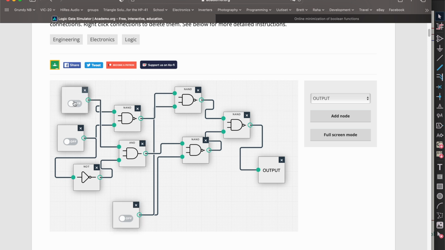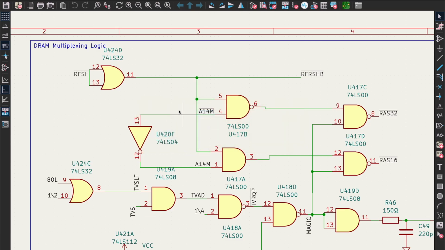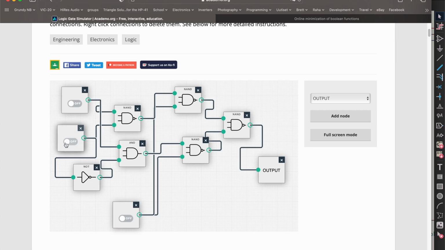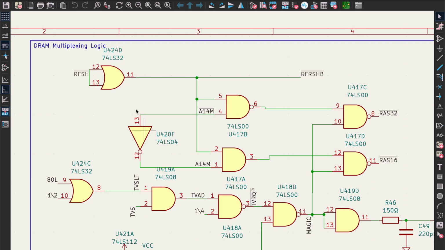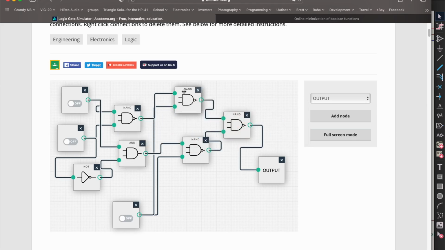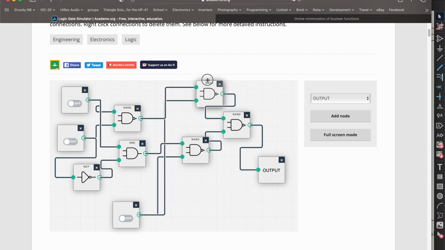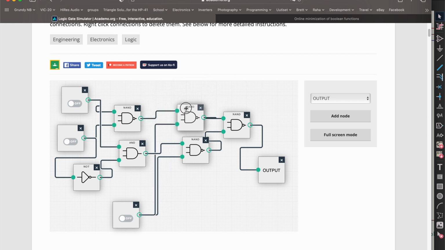So we've got refresh and A14 going into the NAND gate here, and then we've got refresh and the inversion of A14 going into the AND gate. So again, we've got refresh and A14 inverted going into this AND gate. And then we go over to the 2 NAND gates that produce the RAS32 signals. So we've got RAS32 up here. You see they're not connected.